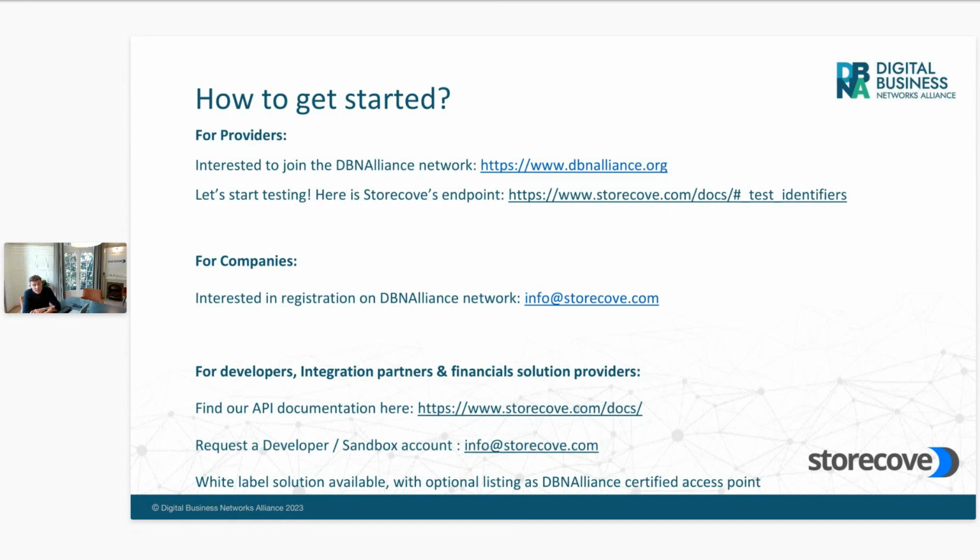And what might be important, and this might be interesting for financial solution providers or integration partners, is that you can have your own listing with DBNA. So even if you use a white label solution, so you're not building the technology yourself, but you use a third-party solution, you can purchase a certificate with DBNA, and we can activate that certificate in the API. And by doing so, your company name will be listed as DBNA certified access point. So this is a feature that is mainly interesting for marketing purposes.